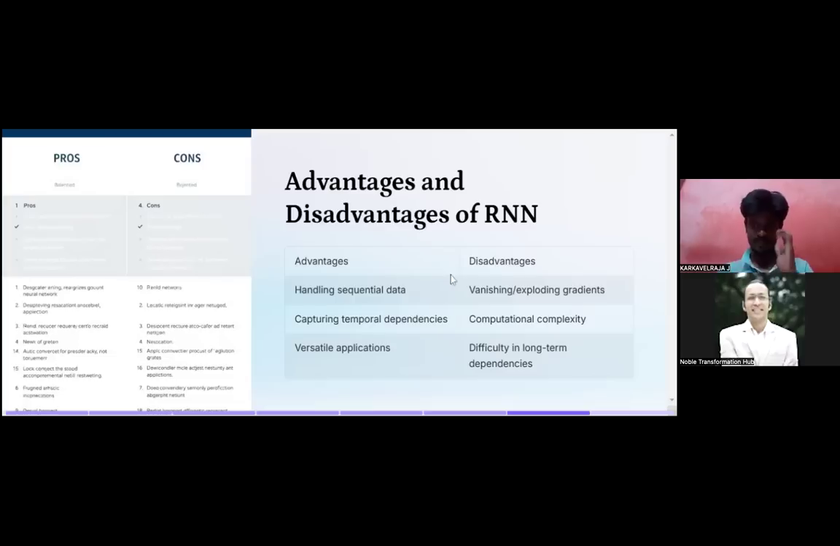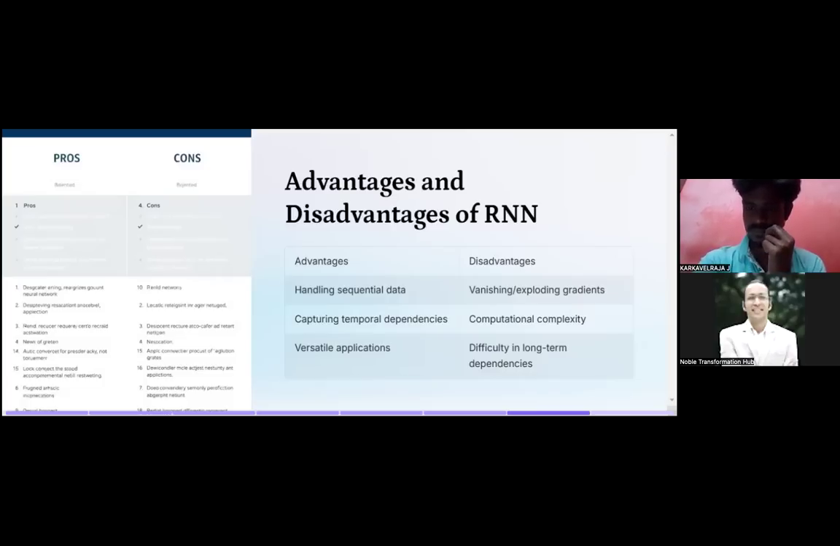Advantages and disadvantages of RNN. Advantages are handling sequential data, capturing temporal dependencies, and versatile applications. So these are the advantages.